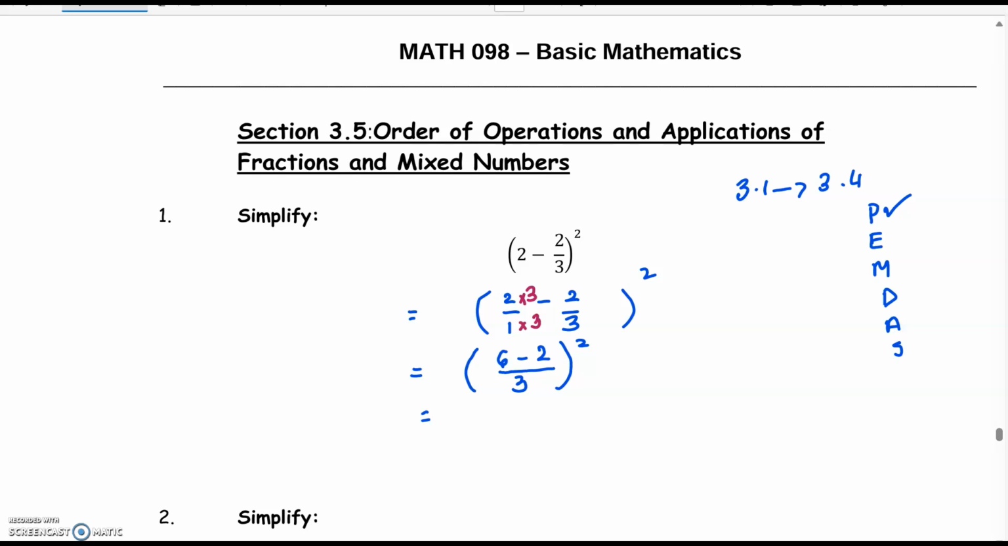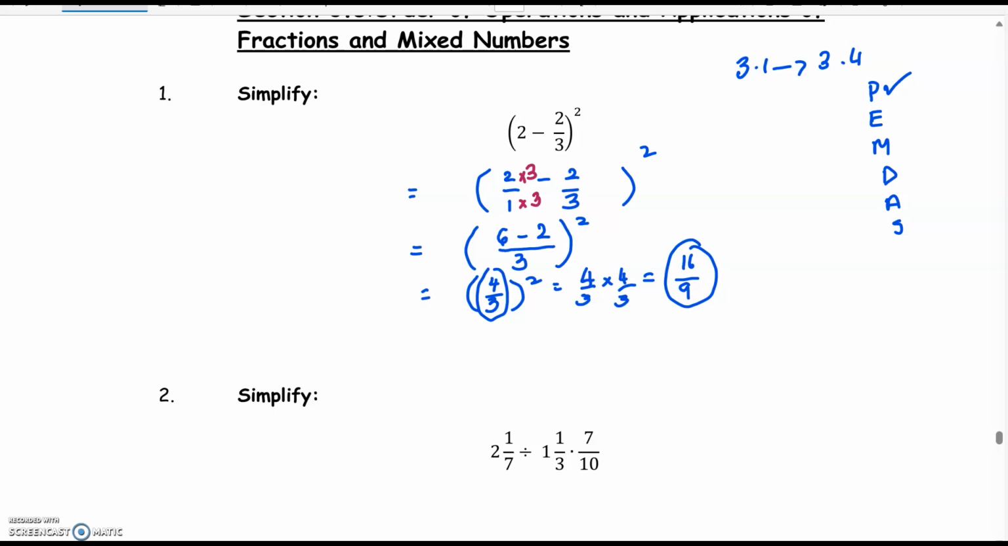We have to keep simplifying until we get a fraction in the lowest term. 6 minus 2 is 4 over 3, the whole square. Double check if it's in the lowest terms, and then the next step is 4 over 3 times 4 over 3, which is equal to 4 times 4, 16, over 3 times 3, 9, and that's our final answer. Parentheses first.